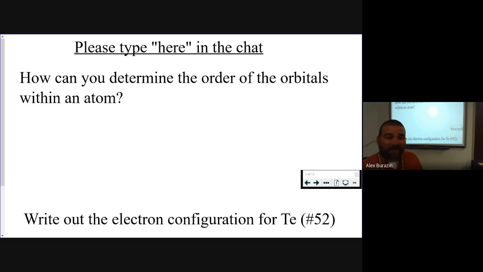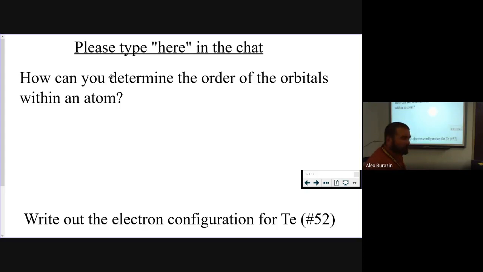Anyway, for this first question, I'm asking you, how can you determine the order of the orbitals within an atom? I've given you two ways of doing this, right? The first way is using the periodic table. If you treat every little element box as an electron, and realize that we have these different blocks of the periodic table, the S block, P block, D block, F block, you can count up the electrons and start a new orbital whenever you hit the next block, so to speak, all right? That was one way we had gone through that.